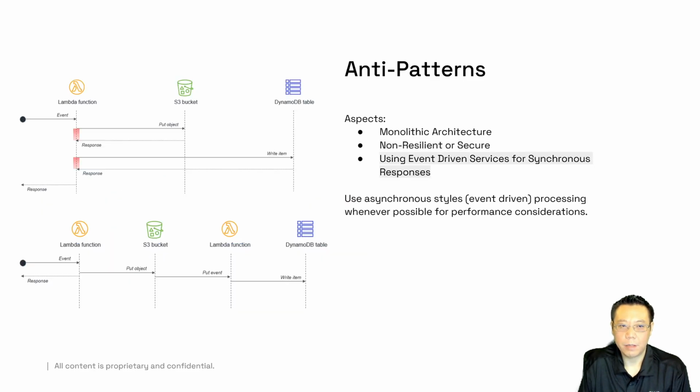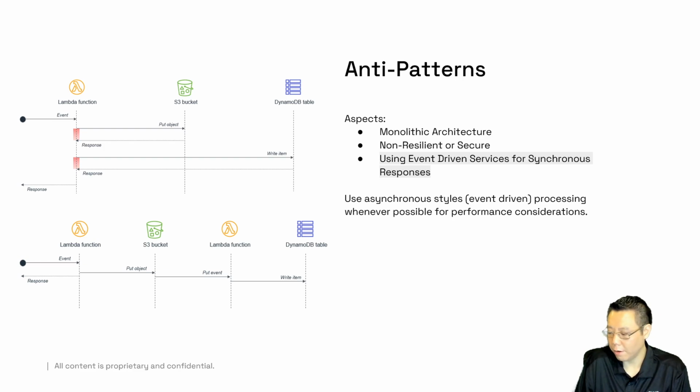Our final anti-pattern type, which we commonly see, is event-driven services, but with synchronous responses. A synchronous transaction basically means I'm sending something to the server, and I expect the server to come back with the same answer from the same server. Now, using AWS Lambda, you can actually utilize an asynchronous, event-driven context.